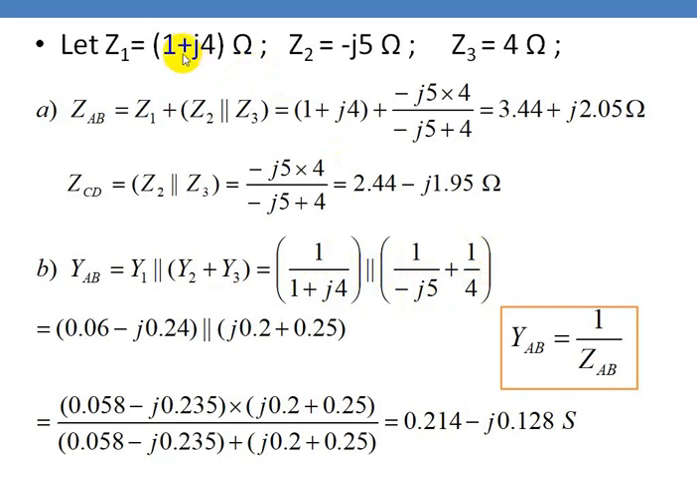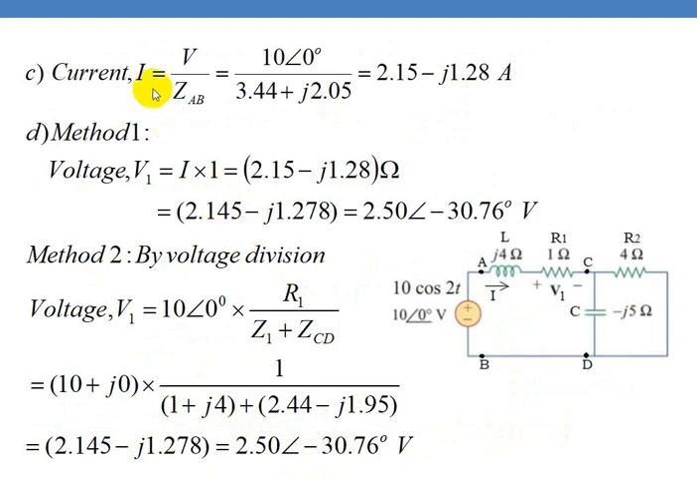That is, the admittance of this is 1 by 1 plus j4, the admittance of this is 1 by minus j5, and the admittance of this is 1 by 4. Now you find out this value and this value. Since you have to find the parallel combination of this, multiply these two and write it in the numerator, and add both and write in the denominator. So you will get this value as 0.214 minus j0.128 Siemens. It is denoted by letter S, or its unit is also mho. Then coming to the current I.